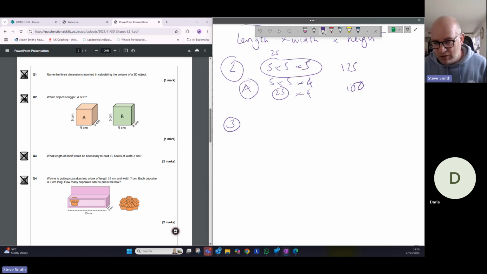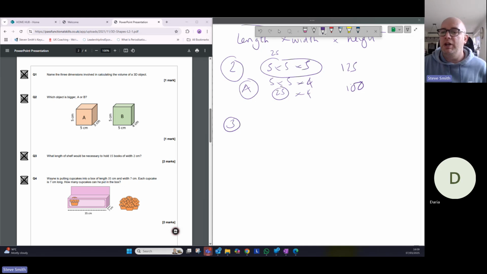He buys a new freezer. It could be A, B, or C. Which freezer will fit most ice cream tubs in? It's a case of you working out the volume of the little tub, the volume of the big tub, and see how many little tubs fit in the big tub. So again, it's process.